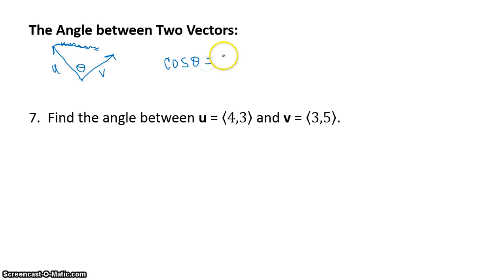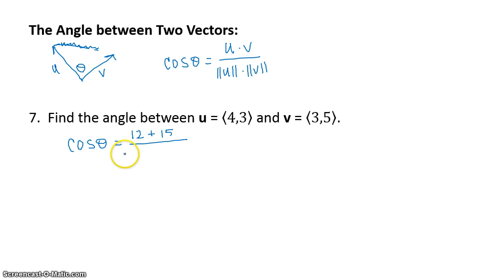So cosine of theta equals your dot product of u and v divided by the magnitude of u times the magnitude of v. So if I ask for the angle between these two vectors, that means cosine of theta equals my dot product. So 4 times 3 is 12 plus 3 times 5 is 15, over my magnitude of each of those multiplied. So for magnitude of u, that's going to be the square root of 4 squared plus 3 squared. Magnitude of v is going to be the square root of 3 squared plus 5 squared.